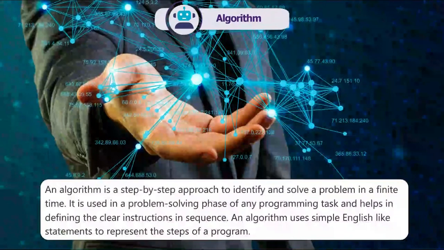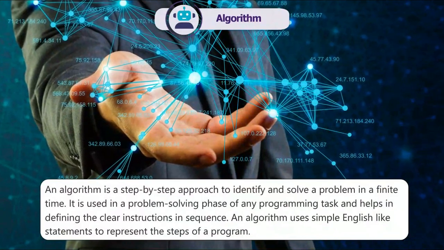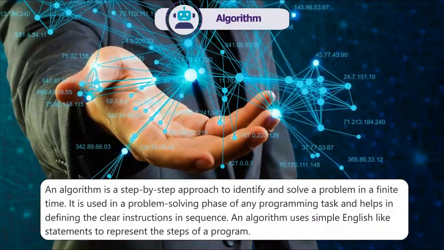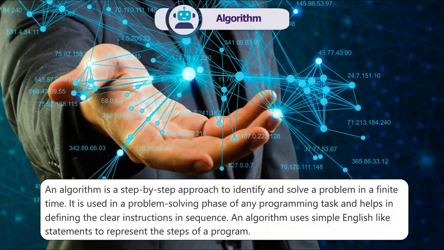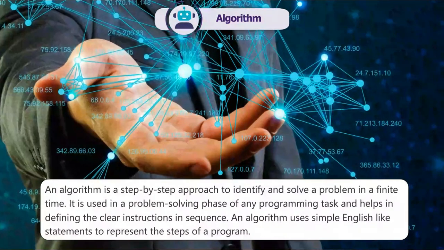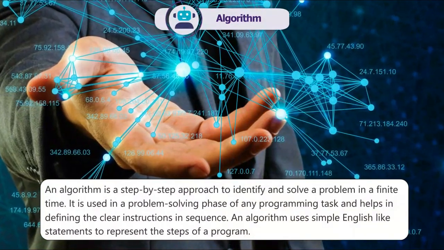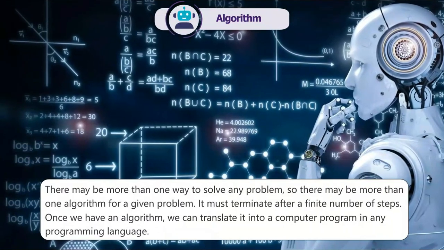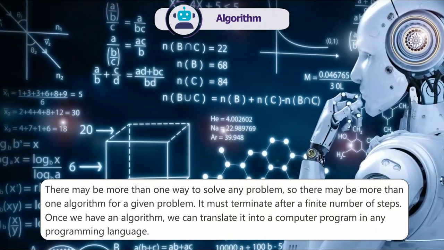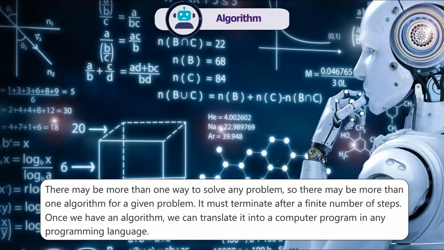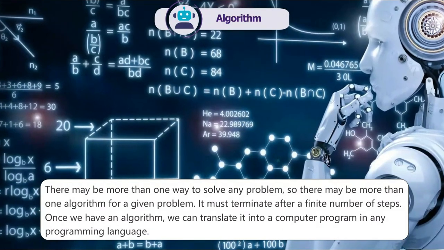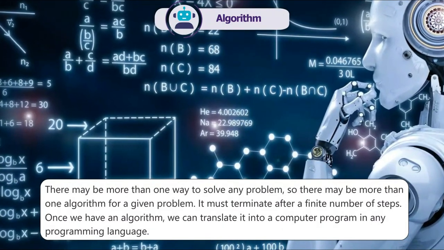Algorithm. An algorithm is a step-by-step approach to identify and solve a problem in a finite time. It is used in the problem-solving phase of any programming task and helps in defining the clear instructions in sequence. An algorithm uses simple English-like statements to represent the steps of a program. There may be more than one way to solve any problem. So there may be more than one algorithm for a given problem. It must terminate after a finite number of steps. Once we have an algorithm, we can translate it into a computer program in any programming language.